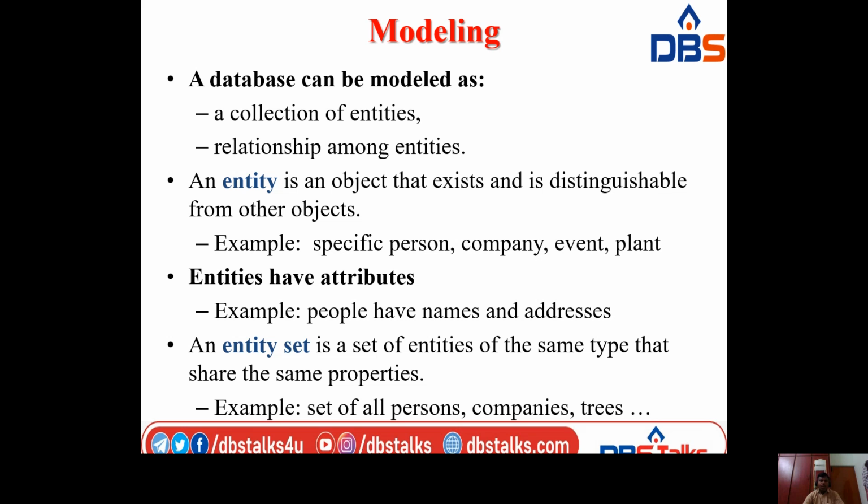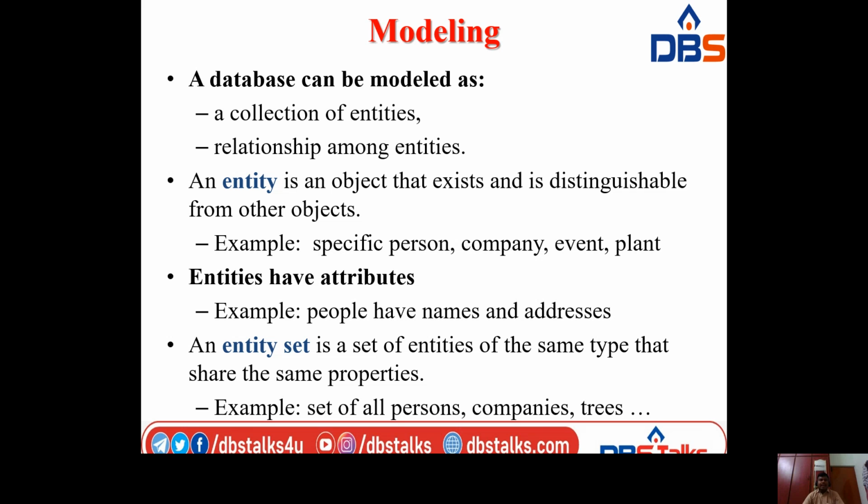Now coming to the modeling concept. A database can be modeled as a collection of entities and relationships among entities. A set of entities is there, and then we are establishing relationships between those entities. An entity is an object that exists and is distinguishable from other objects. It contains some set of attributes also. By using those attributes, or those objects, we are creating the database. For example, a specific person, company, event, plant, etc.